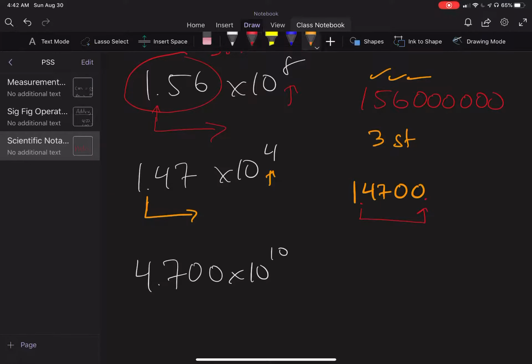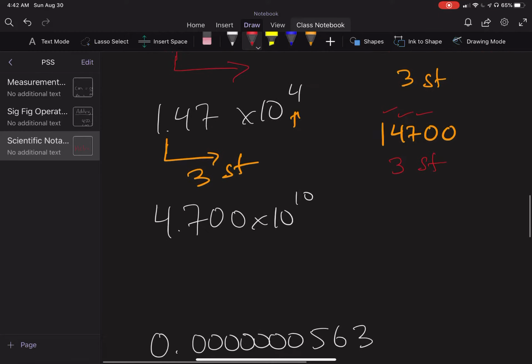Now in terms of sig figs, 1.47 had 3 sig figs, and 14700 without a decimal actually written in also has 3 sig figs. These are your significant figures. The zeros that are on the right, those are just placeholder zeros, they don't count.